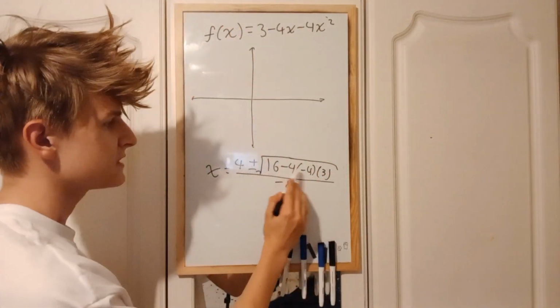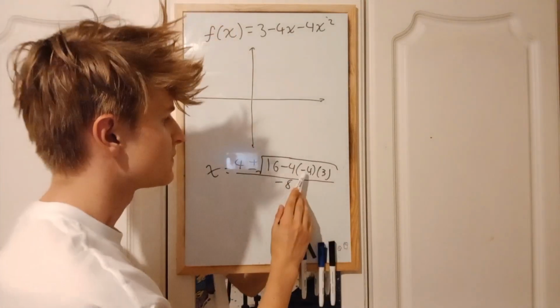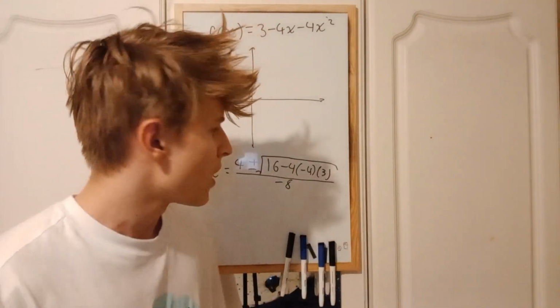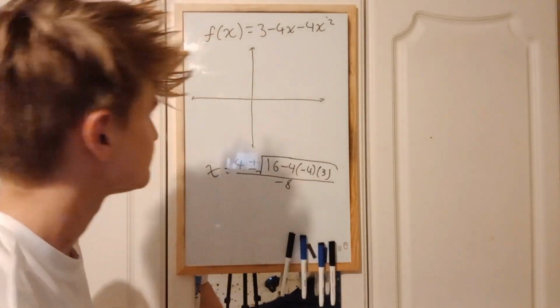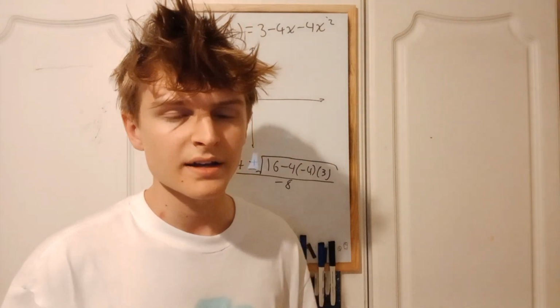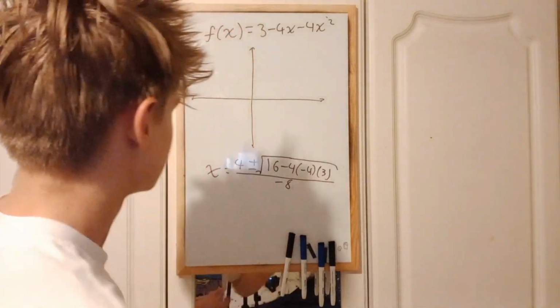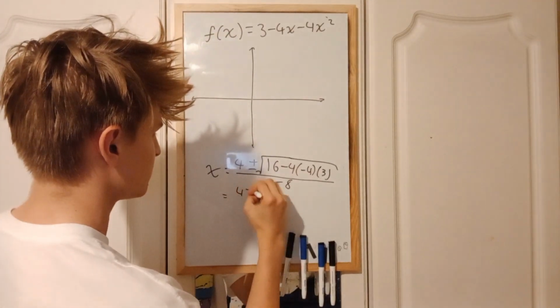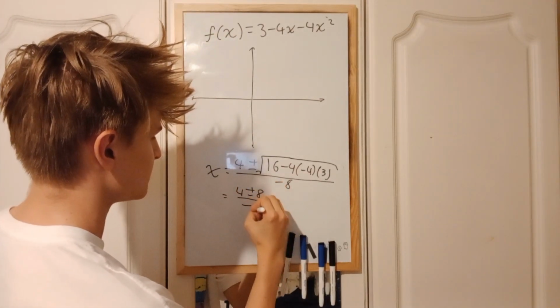Okay, let's do some simplification. So, negative times negative is positive. 4 times 4, that is 16. Times 3 is 48, if I'm not mistaken. 16 plus 48 is, in fact, 64. And the square root of 64 is 8. So all we get is x equals 4 plus or minus 8 over negative 8.